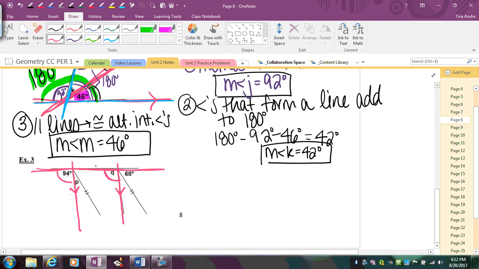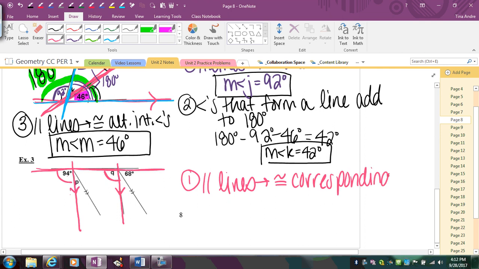Those angles are actually corresponding angles. If you take the Q and you slide it down, they match up. So those are going to be congruent to each other. So parallel lines imply congruent corresponding angles. So that means that angle Q, the measure of angle Q, is going to be equal to 94.